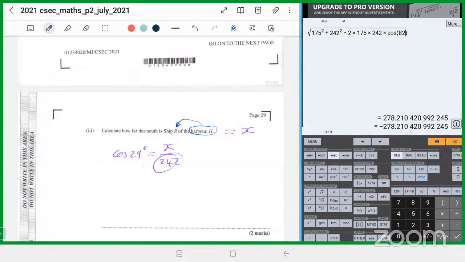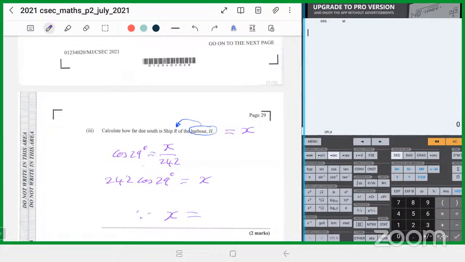So from this now, let's multiply this up here. 242 times the cos of 29 degrees is going to be equal to X. Therefore, X equals 242 times the cos of 29 degrees. And it is to the nearest kilometer. I'm going to write 212 kilometers. I'm giving them 212, three significant figures.